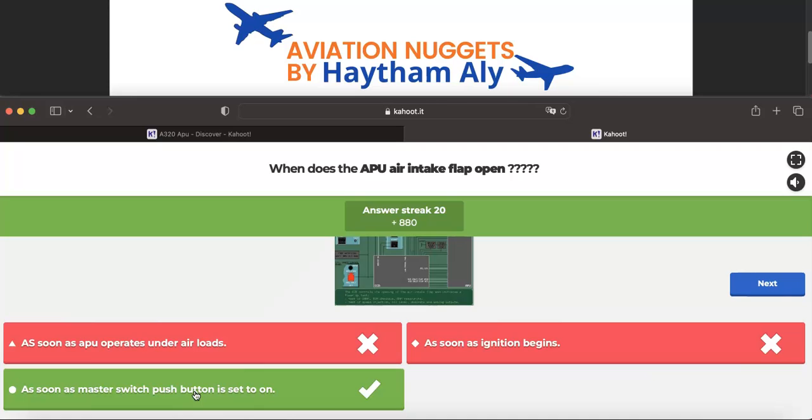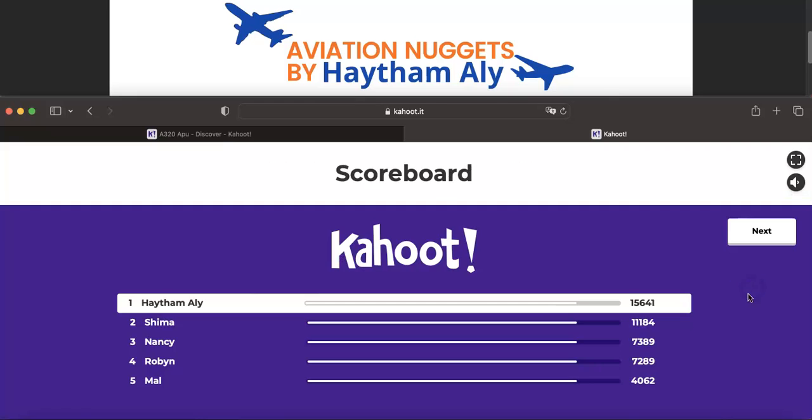As I mentioned before, when you press on the master switch, this energizes the ECB, which is the control box of the APU, and also energizes the air intake flap actuator to open the air intake flap. Only when the air intake flap is open, you will have flap open indication come on the APU ECAM page. Okay, everybody, let's proceed. Next question.